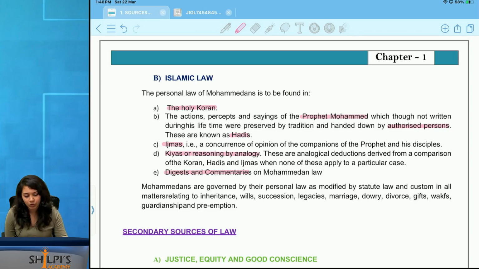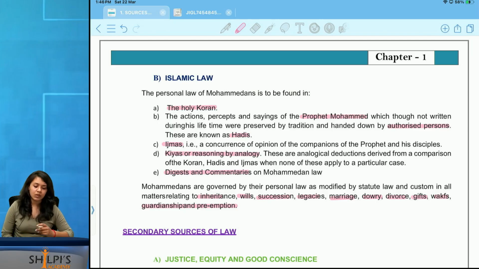Like Hindus, even Mohammedans are governed by their personal laws with respect to inheritance, will, succession, legacy, marriage, dowry, divorce, gifts, waqfs, guardianship and preemption. So these are the subject matters in which personal law will be applicable. If you see any other aspect, whether it is a criminal offense or even certain commercial laws, there is no distinction between a person of the Hindu religion and the Christian religion, or between the Christian and the Mohammedan religion or the Islamic religion.